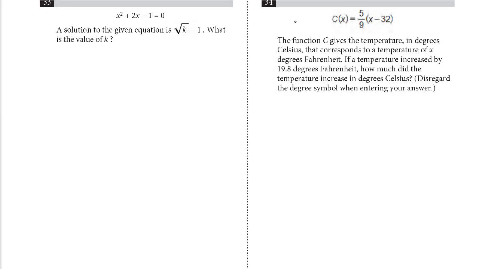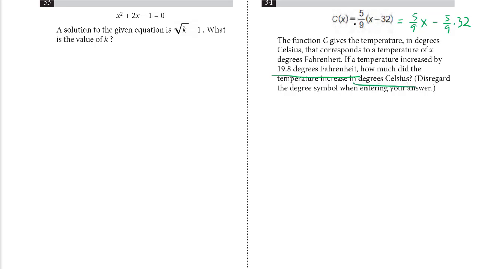C of x equals 5/9 quantity x minus 32. Well, I can distribute that right away. That's 5/9 x minus 5/9 times 32. And C is Celsius here. X represents Fahrenheit. If the temperature is increased by 19.8 degrees Fahrenheit, that is, X goes up 19.8, how much does the temperature in Celsius increase?